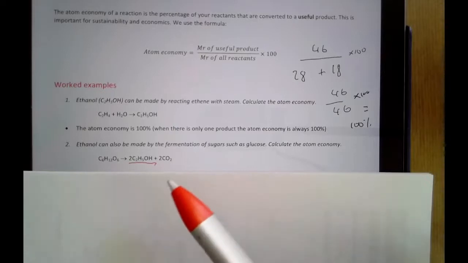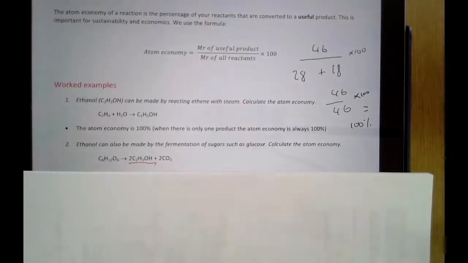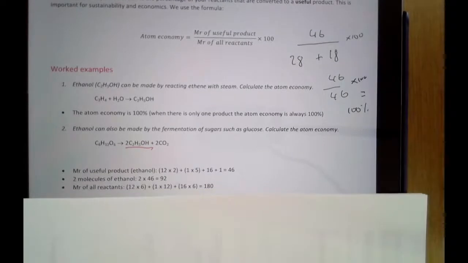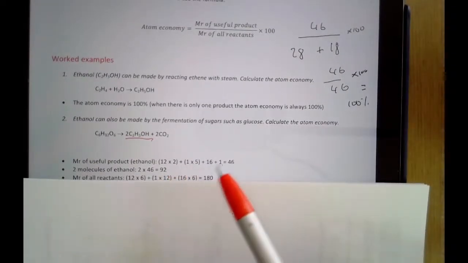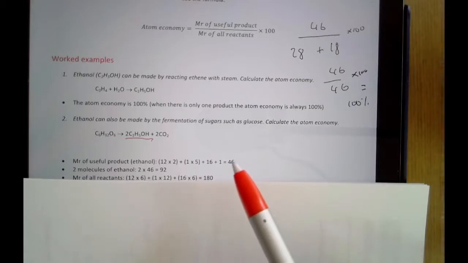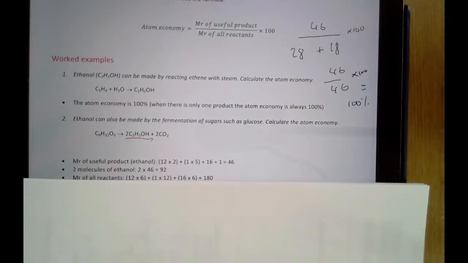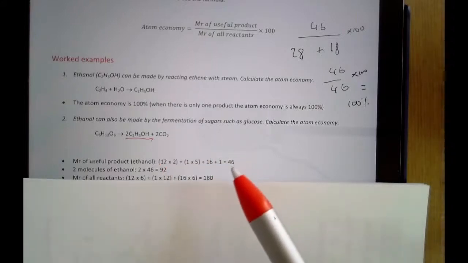So carbon dioxide. When I'm calculating the atom economy of ethanol this time, it's going to be the formula mass of my useful product. So again, that works out as being 46. I am making 2 molecules of ethanol. And I know that when we were doing the moles topic before, I said you never use the big numbers when you are calculating formula mass. But when you're doing the atom economy, you do need to take into account the big numbers. So I'm going to work out my formula mass exactly as I always did and get 46.